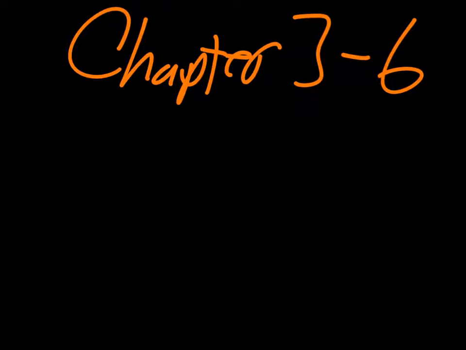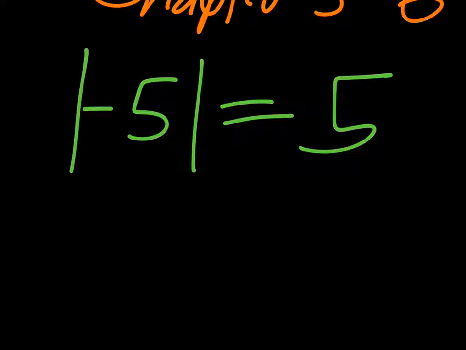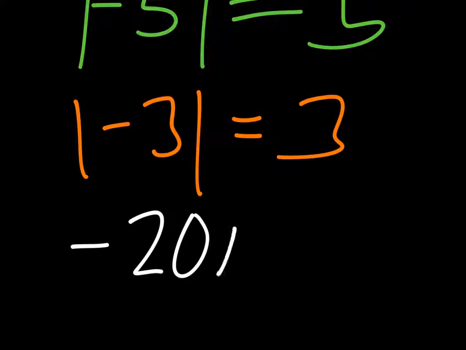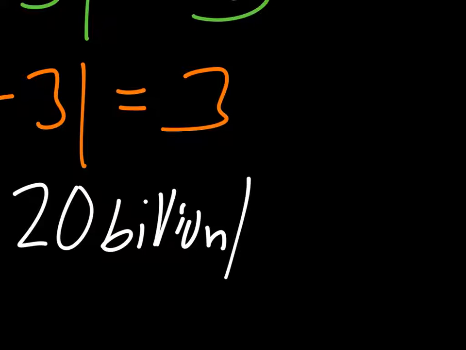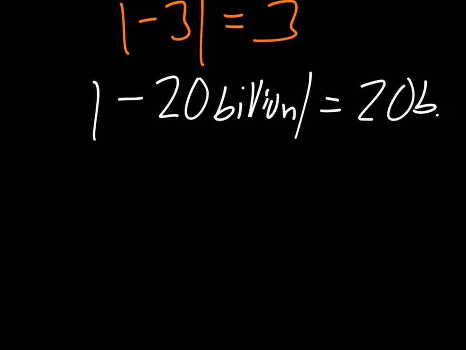All right, this is the last section of chapter 3. This is called absolute value equations and inequalities. Now, real quick review of what absolute value is. An example would be if we have negative 5 with absolute value signs around it. It now becomes 5. All it does is get rid of the negative sign. If you have a negative 3 in absolute value, it becomes 3. If you have negative 20 billion, it now becomes positive 20 billion. Perfect. All right, does that make sense? Hopefully it does. Going on to the problems.